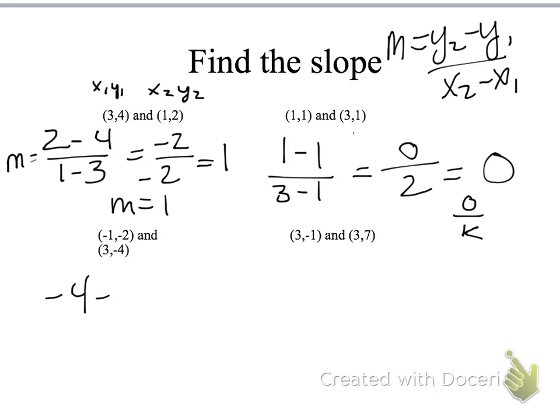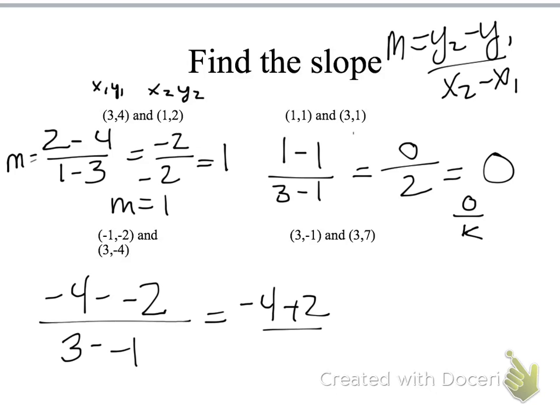Okay, negative 4 minus negative 2. Don't mix up your negatives on this. And then we got 3 minus negative 1. So this becomes negative 4 plus 2, because two negatives make a positive, and 3 plus 1. So we got negative 4 plus 2 is negative 2. Okay, and 3 plus 1 is 4. That reduces to negative 1/2.